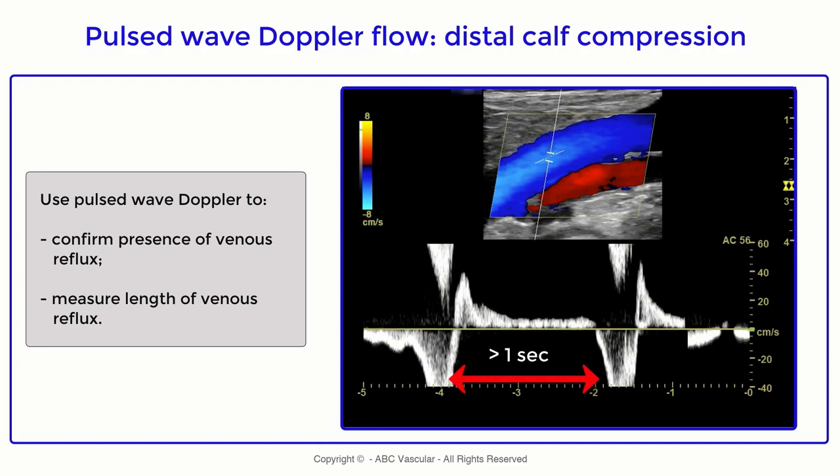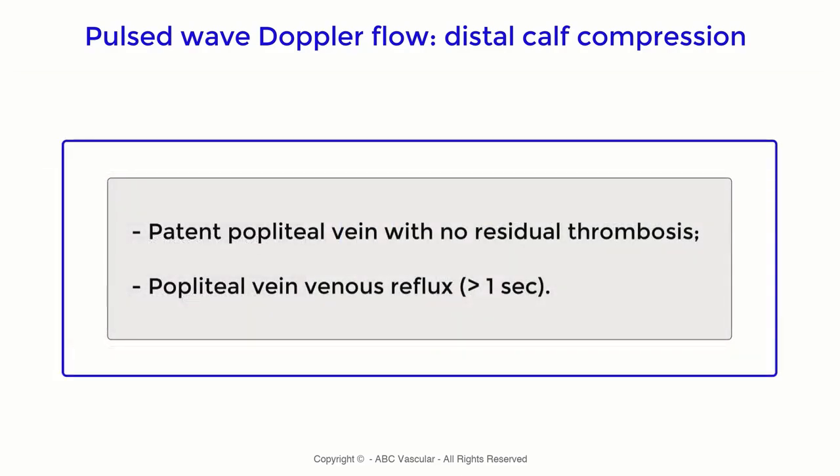In conclusion, the popliteal vein is patent with no residual thrombosis, and it is incompetent with deep venous reflux greater than 1 second.